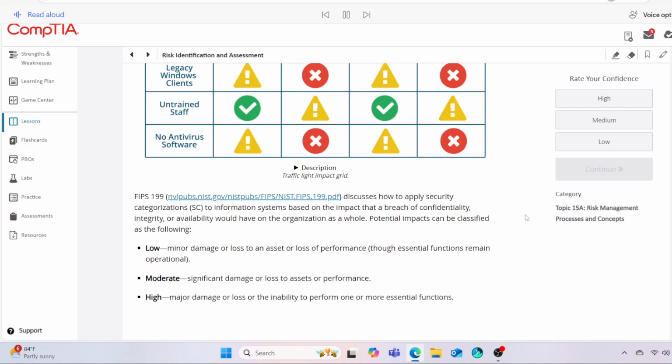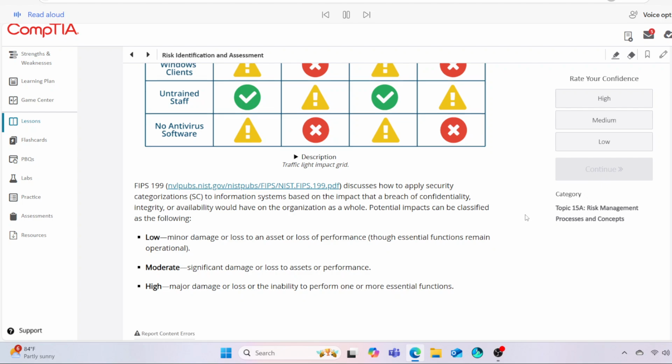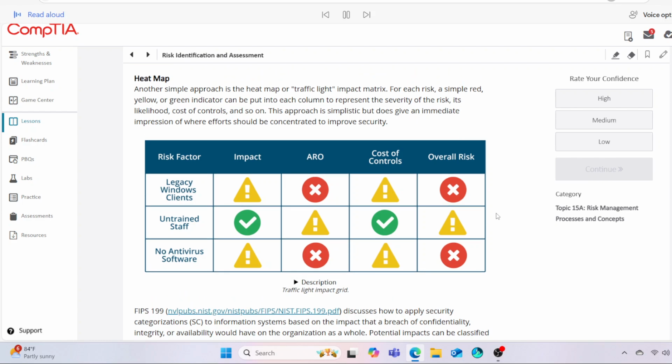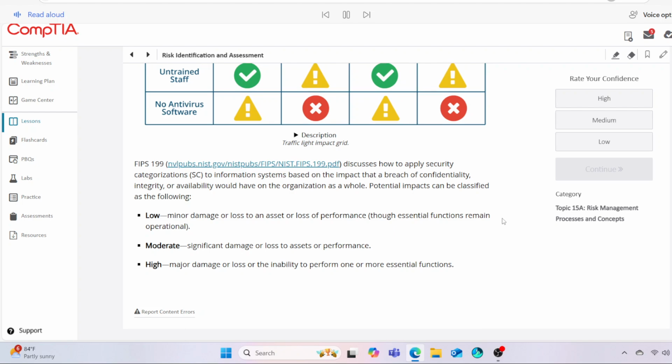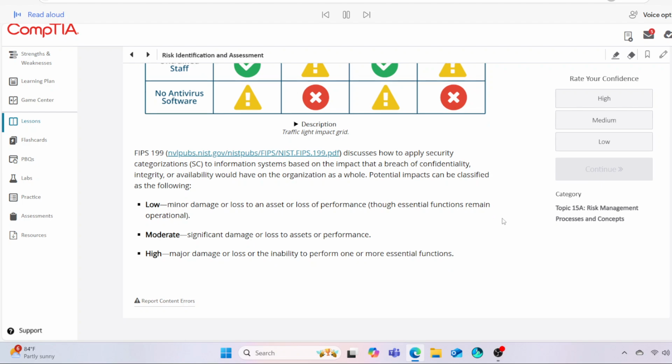Description. The data in the grid is as follows: legacy Windows clients, impact, yellow indicator, ARO, red indicator, cost of controls, yellow indicator and overall risk, red indicator. Untrained staff, impact, green indicator, ARO, yellow indicator, cost of controls, green indicator and overall risk, yellow indicator. No antivirus software, impact, yellow indicator, ARO, red indicator, cost of controls, yellow indicator and overall risk, red indicator.